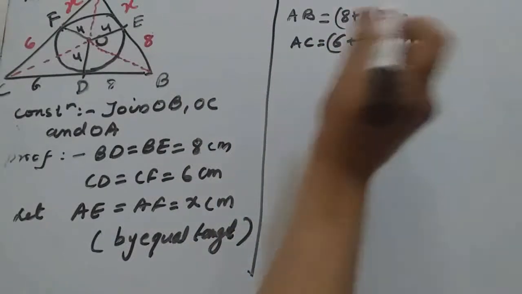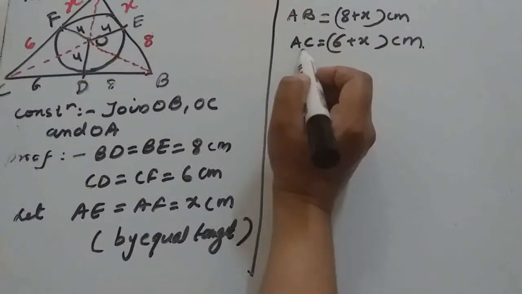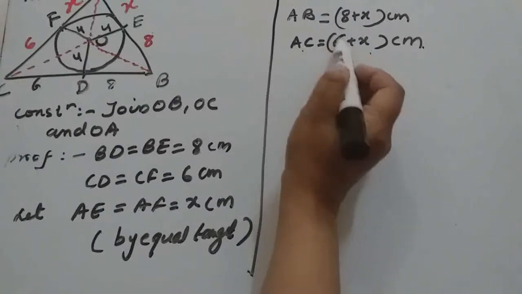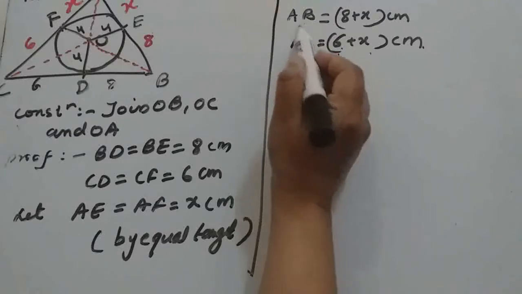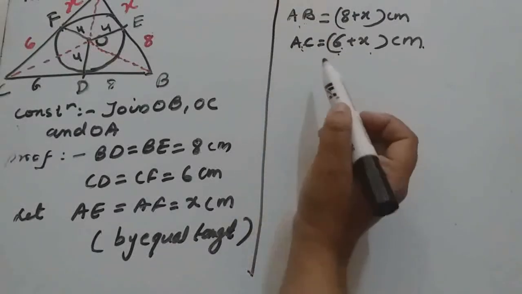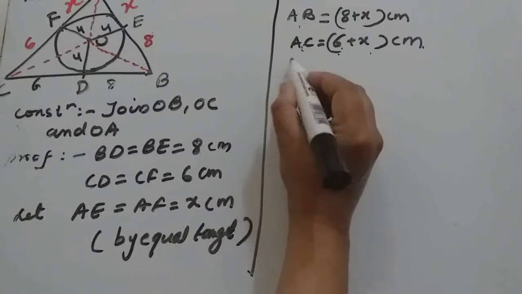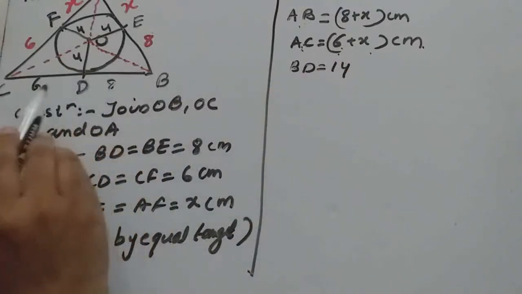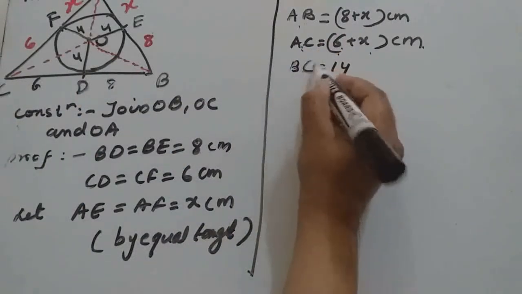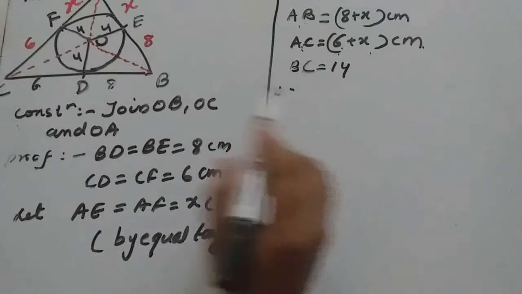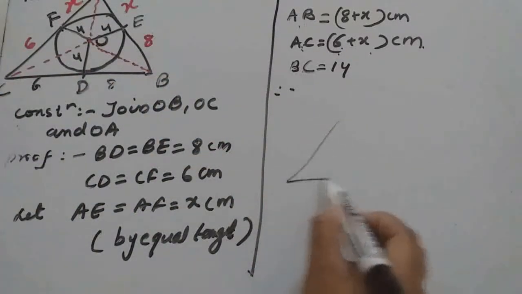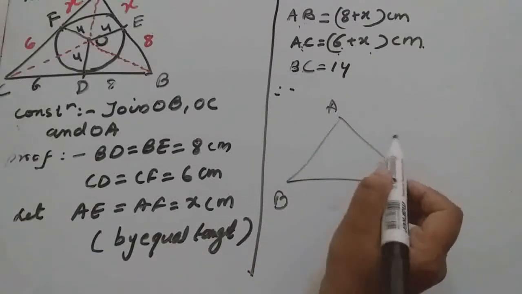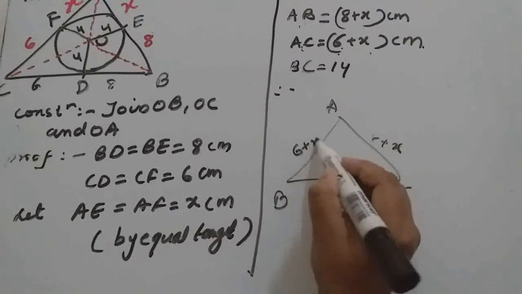Now in the question we have to find the lengths of AB and AC. That means we should find the value of x here. After getting the value of x, we can add it to 8 and 6 to get these two lengths. So AB we know, AC we know, and BC is 14. Therefore, the triangle ABC area we can find using Heron's formula, because all three sides are given.